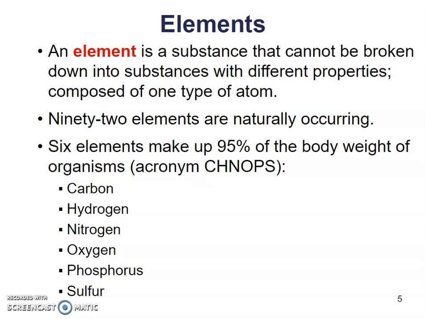Now, an element is a substance that cannot be broken down into substances with different properties, and is composed of one type of atom. 92 elements are naturally occurring on Earth. 6 of those elements make up 95% of the body weight of organisms. Those 6 elements are carbon, hydrogen, nitrogen, oxygen, phosphorus, and sulfur.